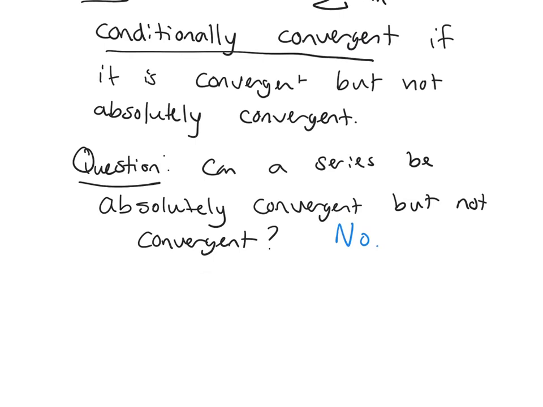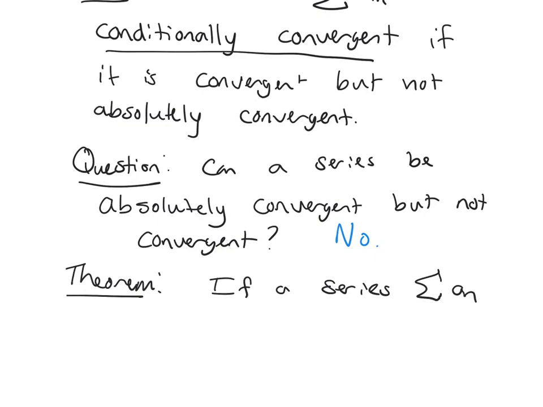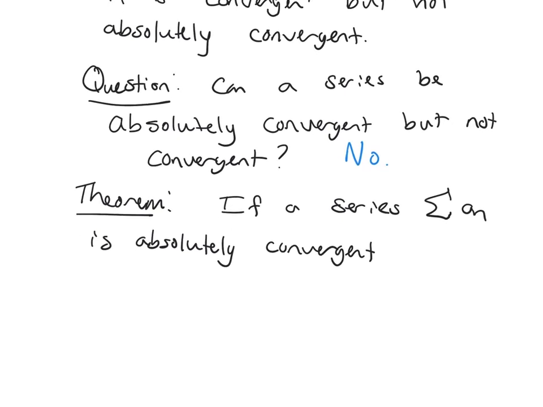You would think they're two separate things, though, but it just happens that there's a theorem that tells us just that. If a series, the sum of a_n, is absolutely convergent, then it's also convergent. So this really isn't a test, but this gives us a new way of verifying that a series converges. If you can show that it absolutely converges, then you would know that it has to converge as well.